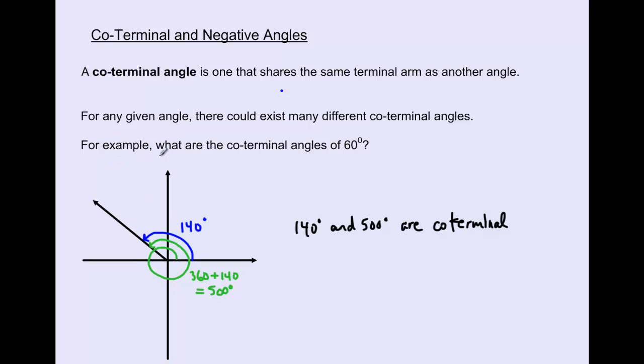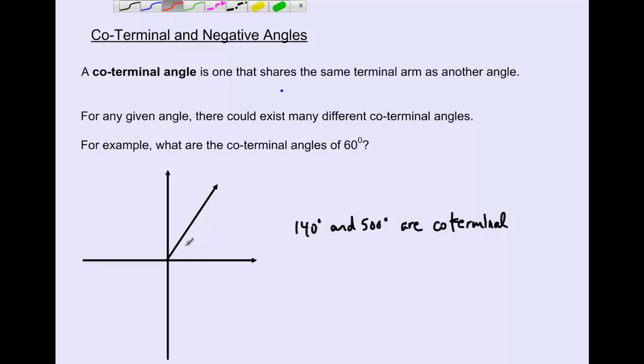For my next example, I'm asking: what are the coterminal angles of 60 degrees? Let me reset my diagram here, and I'll rotate around to my terminal arm, and let's get to 60 degrees. We know that if we start at 0, we come up to around 45, and so 60 is about 2/3 of the way up to 90 degrees. So this would be 60 degrees right in here.